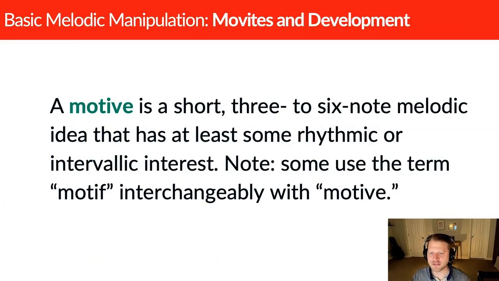I've got this first slide. It'll tell us what a motive is. What I've got written here is that a motive is a short 3 to 6 note melodic idea that has at least some rhythmic or intervallic interest. In other words, intervals, right? The distance between the notes vertically. So rhythm and intervals together can give that motive its flair. We recognize it in a lot of ways because of the rhythm and the intervals contained in the motive.